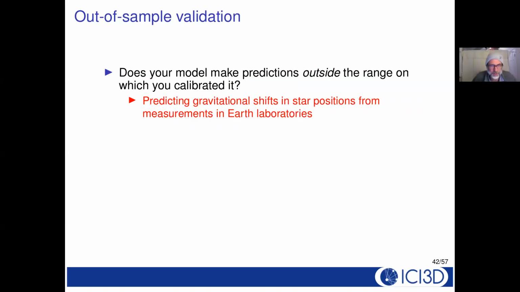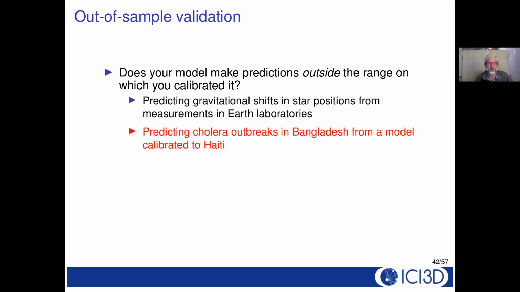So the famous example of outside range predictions is the dramatic demonstration of Einstein's theory of general relativity. He used measurements of short periods of time in laboratories based on Earth to predict that stars were going to look like they shifted during solar eclipses. That was very convincing.